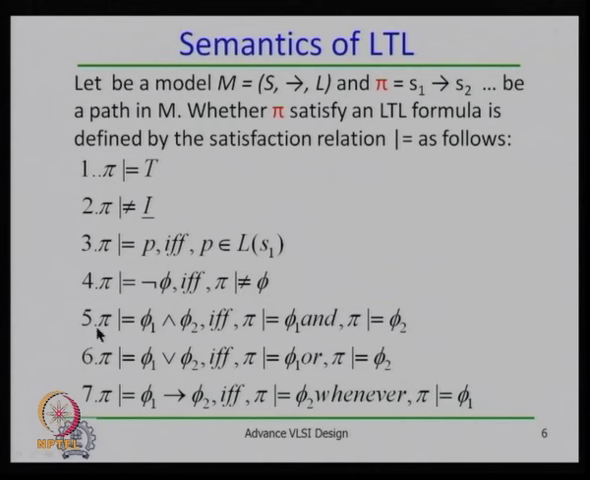Pi can satisfy the conjunction of two formulas phi 1 and phi 2. This holds if and only if formula phi 1 holds and formula phi 2 holds. Or it can be a disjunction, which means pi holds when phi 1 holds or phi 2 holds. There can also be an implication, which says that phi 1 implies phi 2. This means phi 2 will hold in that path whenever phi 1 holds. So we can reason about phi 2 only when phi 1 holds, otherwise we cannot reason about whether phi 2 holds or not.